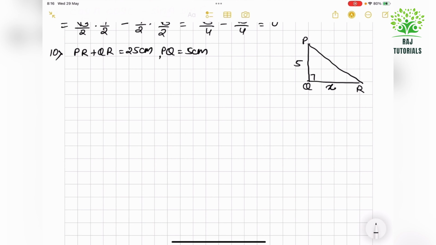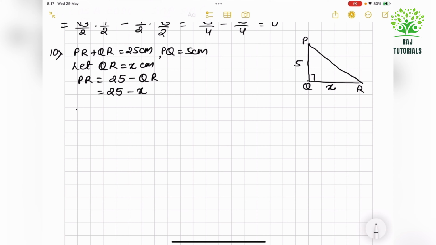Now the next one: in triangle PQR, right angle at Q, PR plus QR equal to 25 centimeter and PQ equal to 5 centimeter. Determine the value of sin P, cos P and tan P. So I am given PR plus QR equal to 25. Only two sides I am given. One is the sum of two sides and one is only one side. So let QR be X centimeter. So PR will be 25 minus QR, so that is 25 minus X.